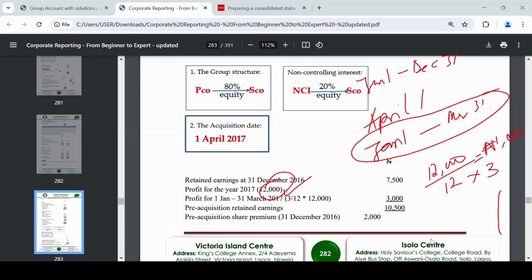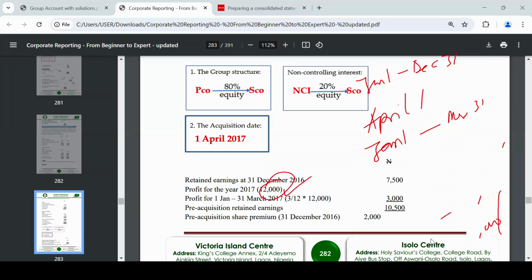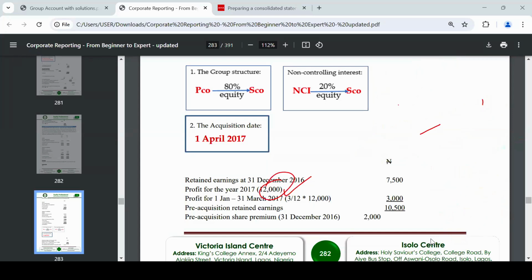For these 3 months, January, February, and March, pre-acquisition profit for that year would be 3,000. Okay? Then it is this 9,000 that is our post-acquisition retained earnings. That is what we're going to share. That is what you must pay attention to around there. It's not anything special. I know during FR, students usually have a bit of problem around here as well.